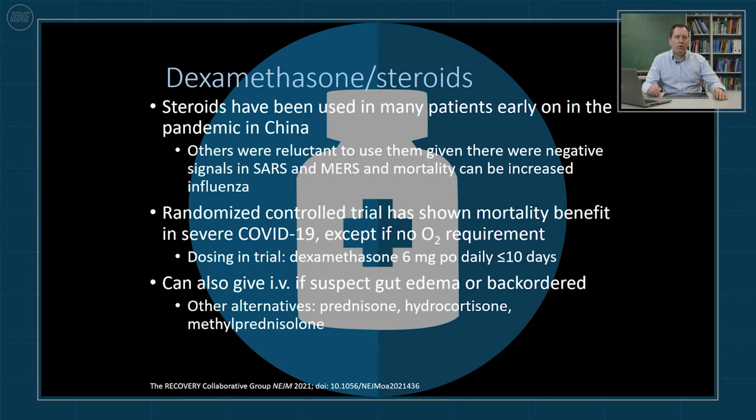So next we're going to go on to one of the specific treatments for COVID-19. Steroids have been used early on in the pandemic in China in many patients, but others were reluctant to start them because there were negative signals in SARS-CoV-1 and MERS, and mortality can also be increased in cases of influenza. But then randomized controlled trials have shown a mortality benefit in severe COVID-19, except in patients who did not require supplemental oxygen. The dosing in the trial was 6 milligrams of dexamethasone daily for 10 days or so. If you suspect gut edema or if dexamethasone is back ordered, you can also give IV steroids, or you could give other steroids, even though the evidence is for dexamethasone.